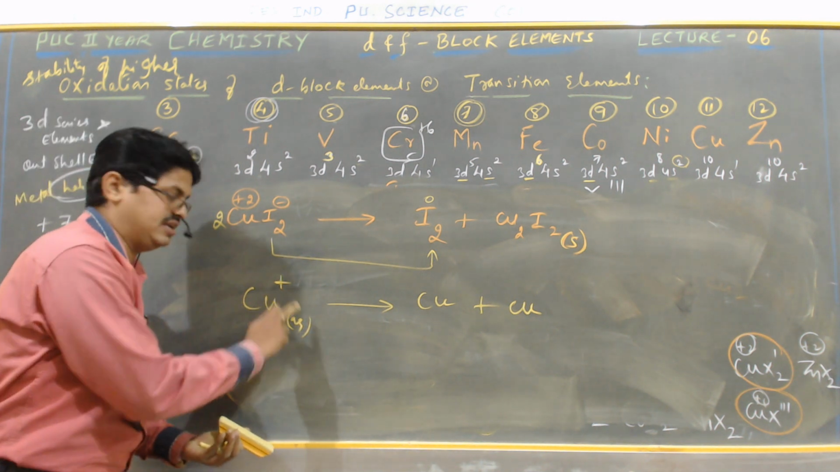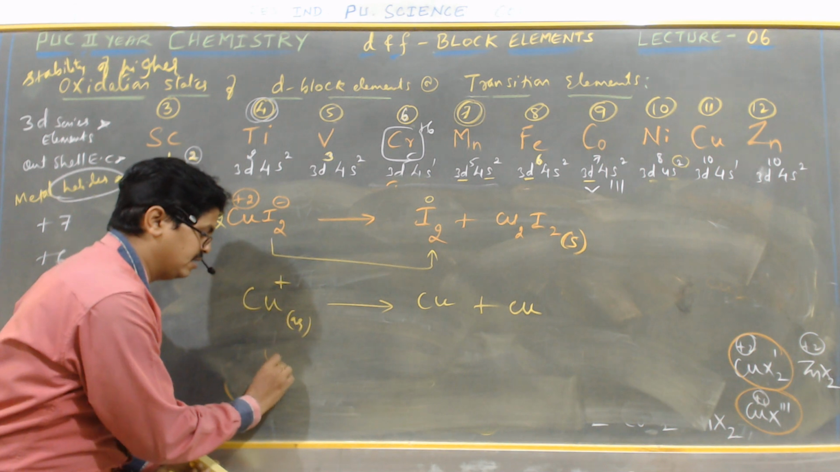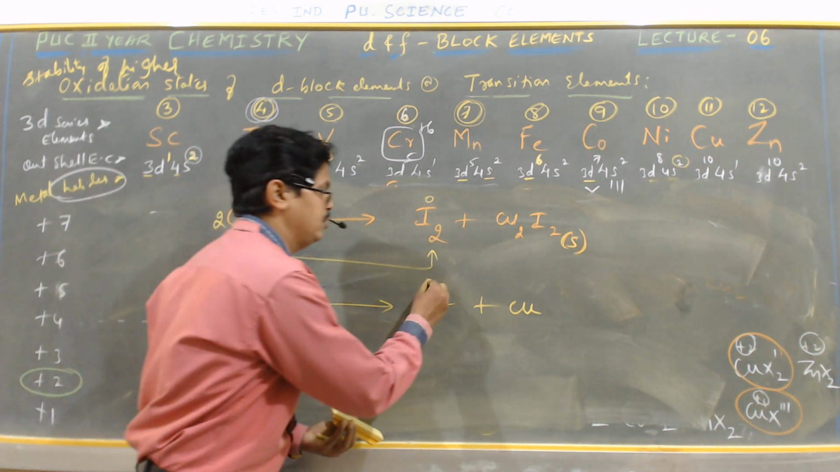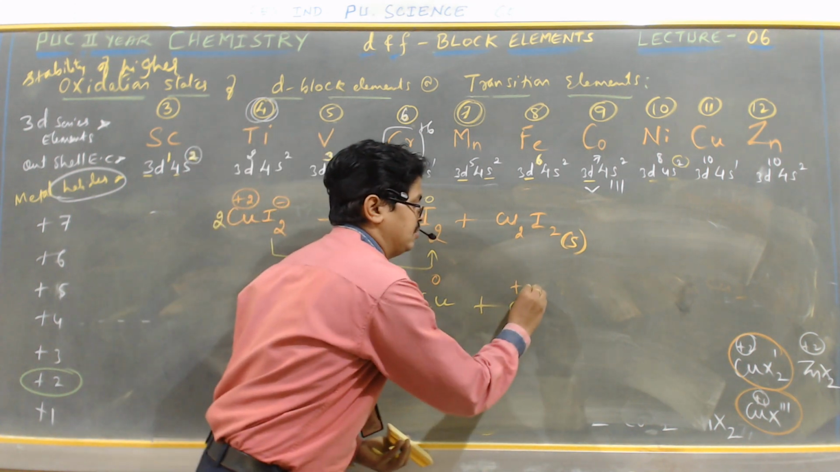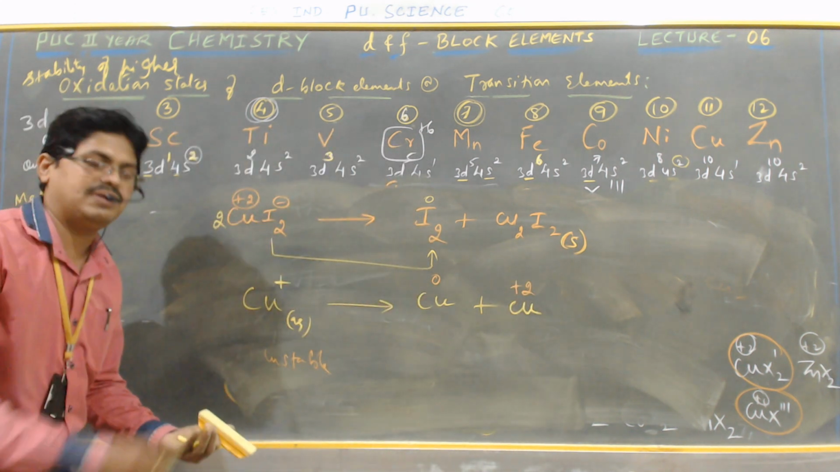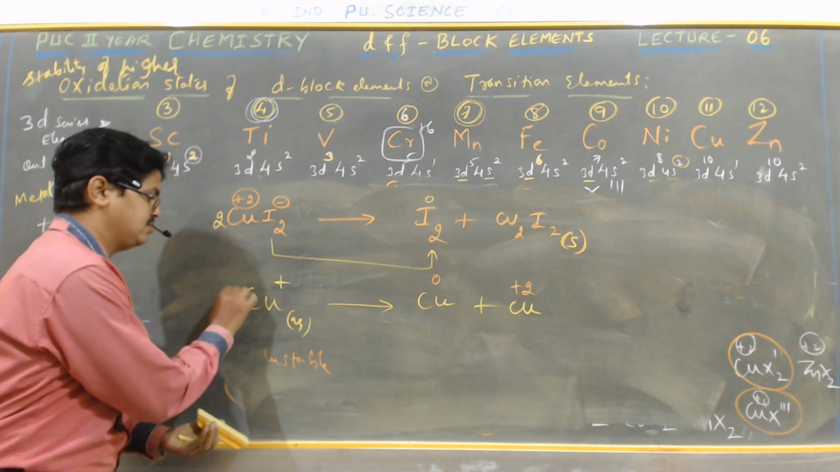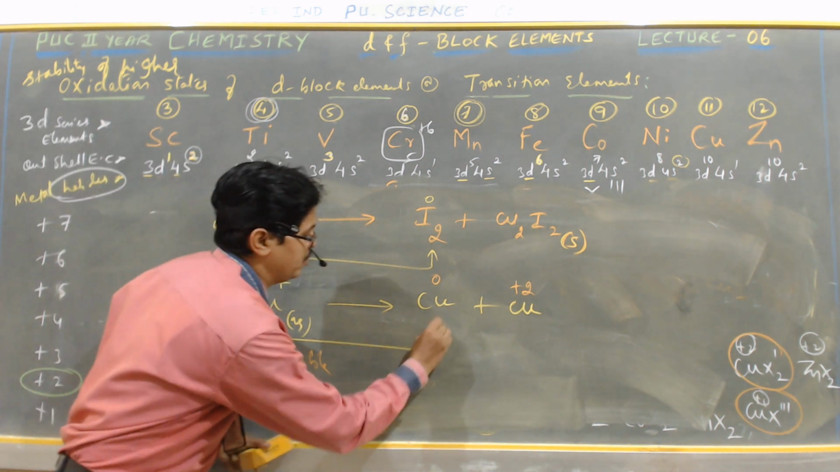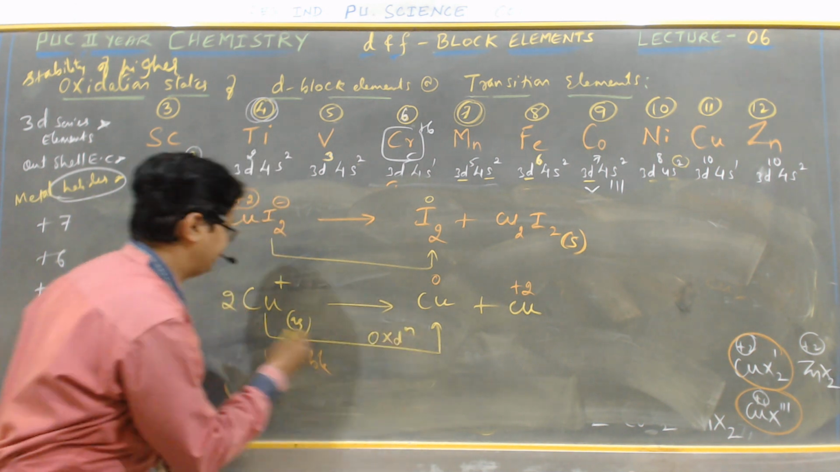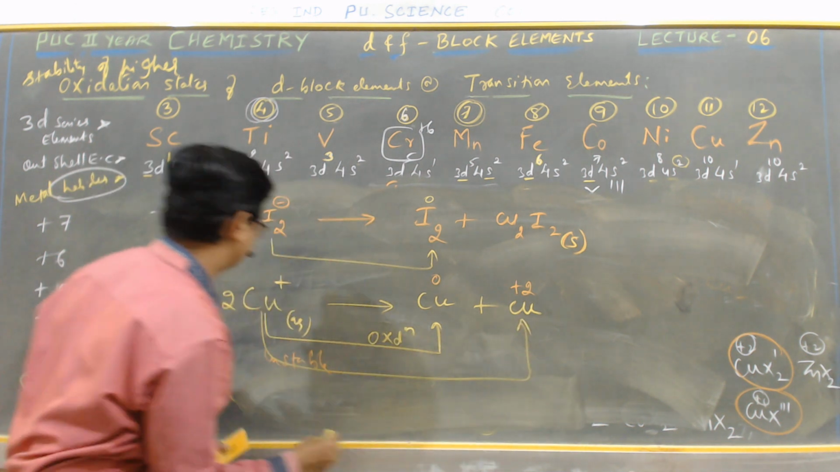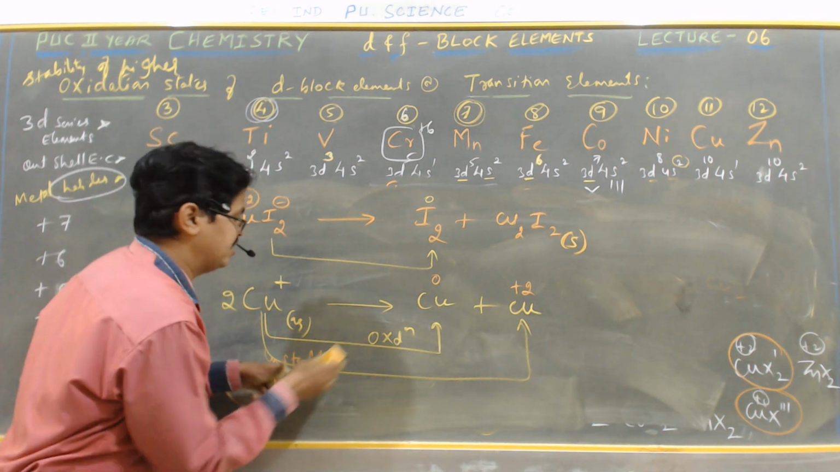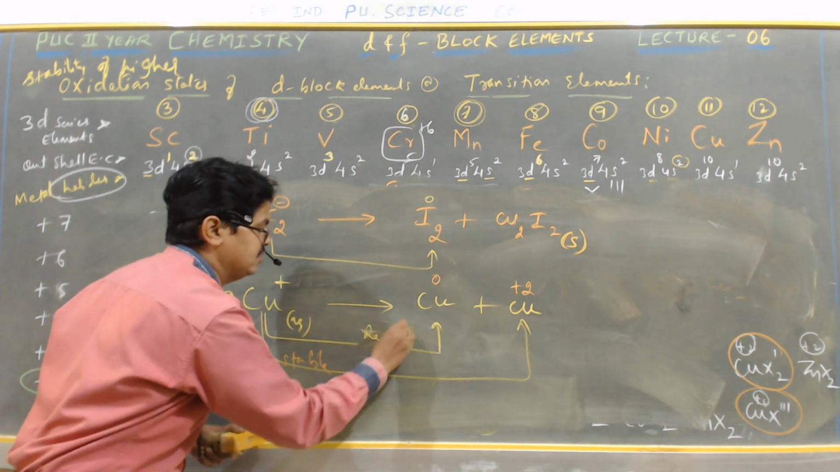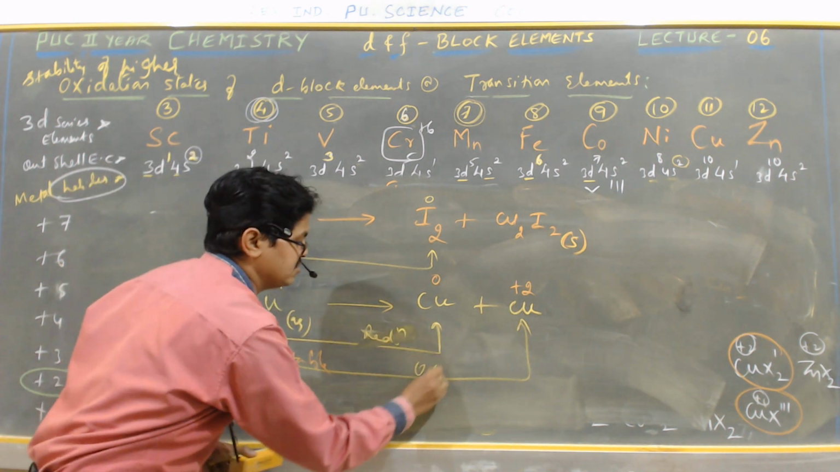Copper in +1 state in aqueous medium is unstable. It undergoes a disproportionation reaction to form copper in 0 oxidation state and copper in +2 oxidation state, that is 2Cu+ giving Cu and Cu2+. Here copper itself is undergoing oxidation, and copper itself is undergoing reduction. Decrease in oxidation number is called reduction. Increase in oxidation number is called oxidation.